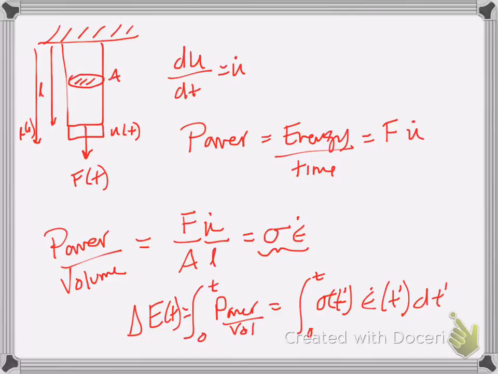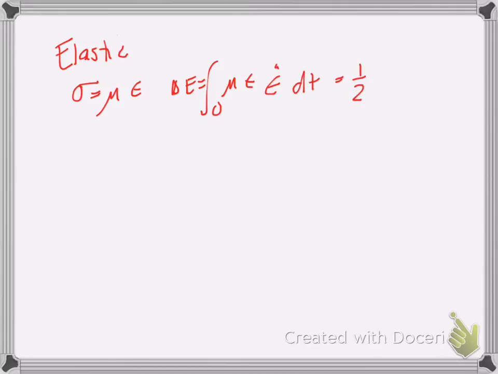for elastic and viscous behavior, you can see that for elastic behavior, where the stress is equal to mu times the strain, if you plug in that stress into that equation, you end up getting that the change in energy is equal to mu times epsilon dot dt prime, which gives you 1/2 mu epsilon squared of t, which is also equal to sigma squared over 2 mu.